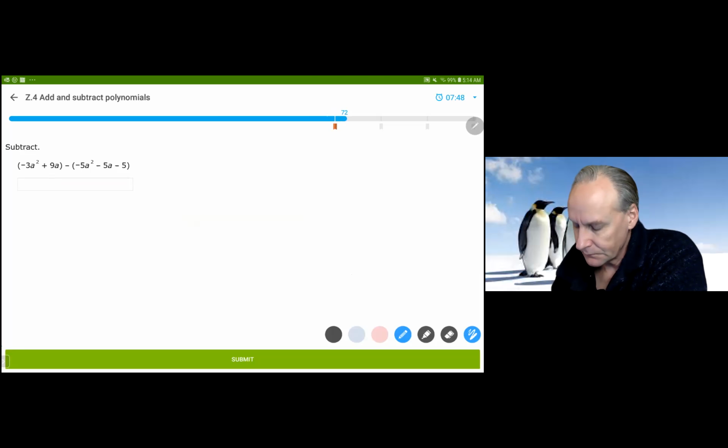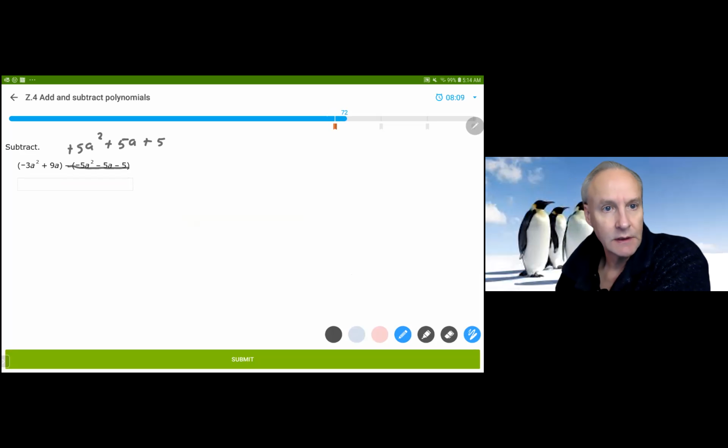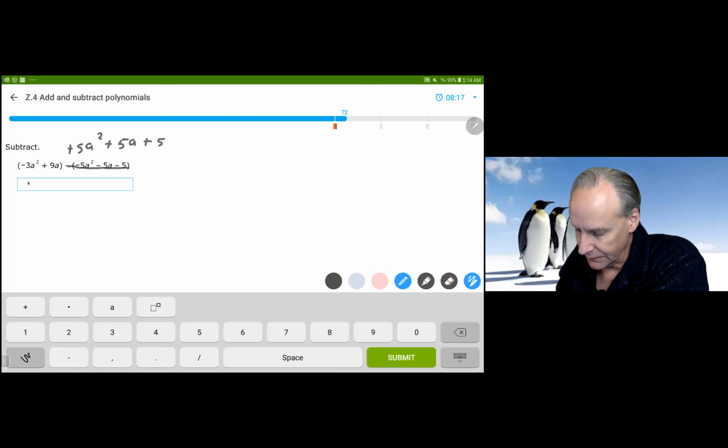All right. I have to distribute this negative and change all my signs. I'm going to go ahead and be a little bit careful and change my signs. So I have a plus 5a squared. I've got a plus 5a, and I've got a plus 5. You want to be careful and make sure that you change all the signs. Subtraction just means adding the opposite. And in this case, I had to add the opposite of everything. So we have a 2a squared.